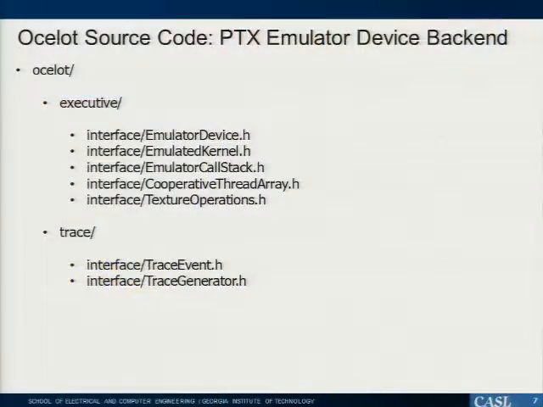It's implemented in the following header files and corresponding C++ files. So there's the actual device interface. There's a kernel, which takes a PTX kernel with a control flow graph and data flow, and then does register allocation, forms a dense packing of the instructions, replaces labels with PC offsets. There's a call stack for actually supporting function calling within CUDA. Cooperative thread array is the heart of the emulator, and this has implementations for each of the PTX instructions. And then texture operations implements each of the texture sampling methods.